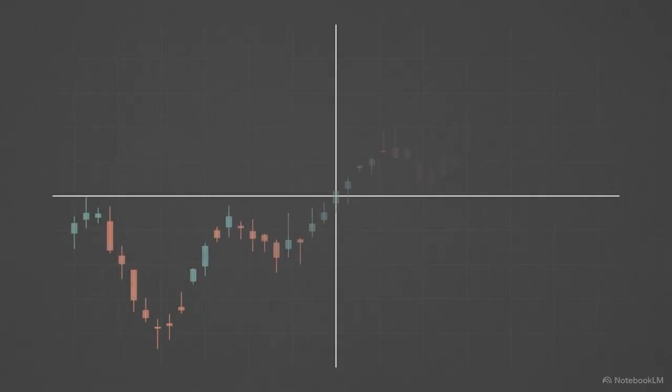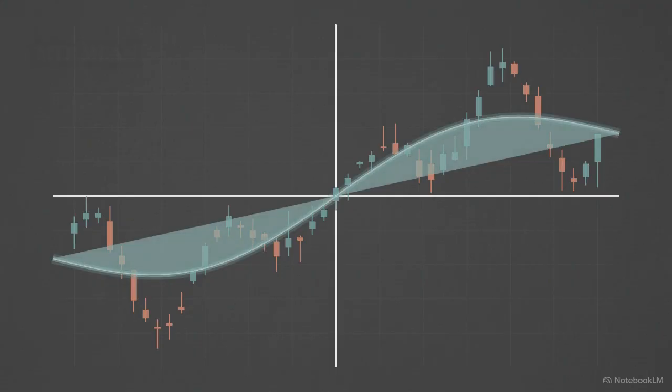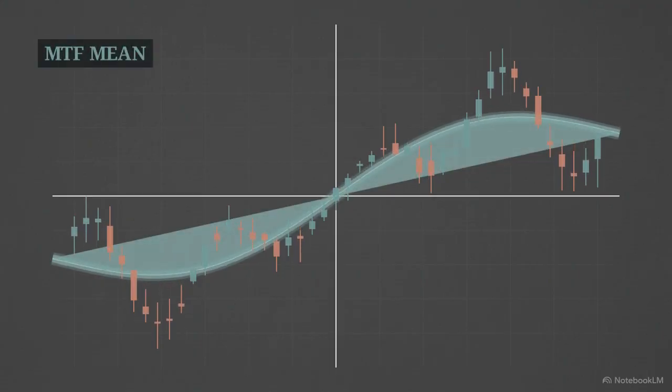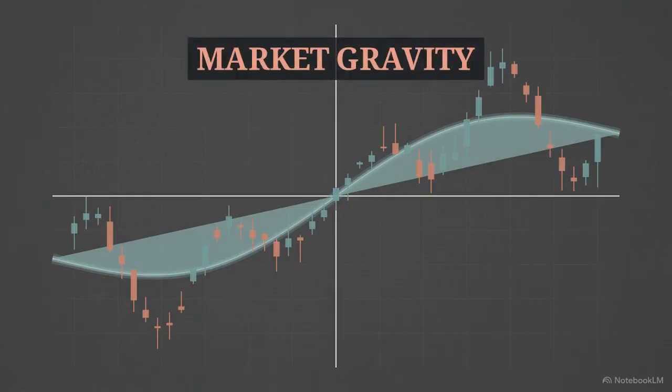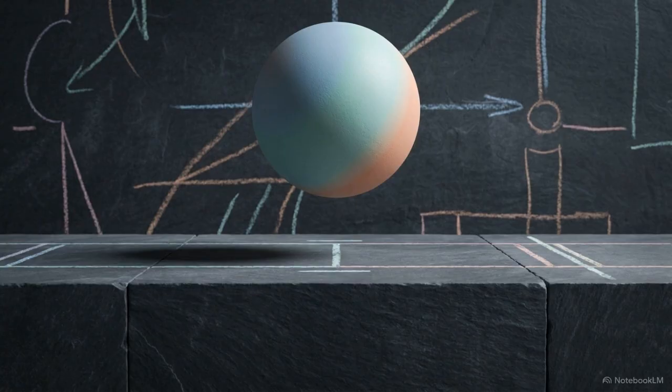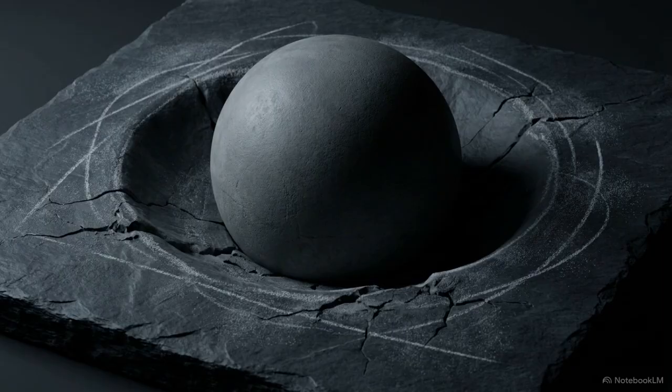We begin with the multi-timeframe mean, a singular, heavy baseline that acts as a core anchor for price data. These moving averages are not random support lines where the price is supposed to bounce based on a retail pattern. They are dynamic measurements of speed, mass, and institutional value. In this system, the mean represents gravity. An object can launch into the air, but the further it travels away from the baseline, the more kinetic energy it loses until gravity pulls it back. The market operates under these same physical laws.